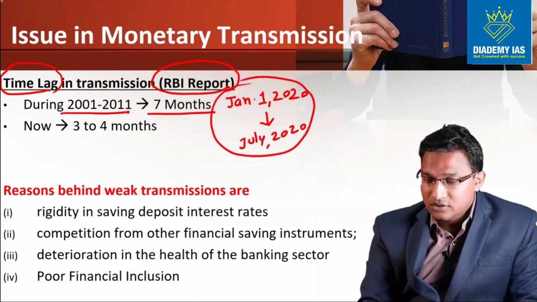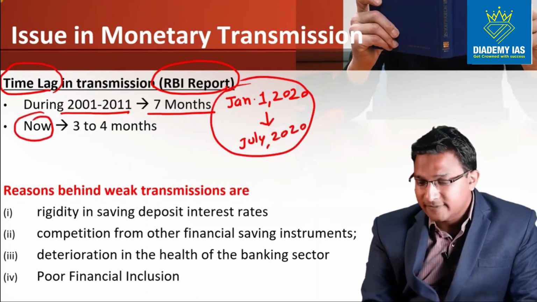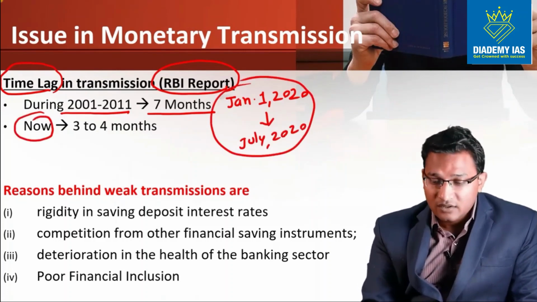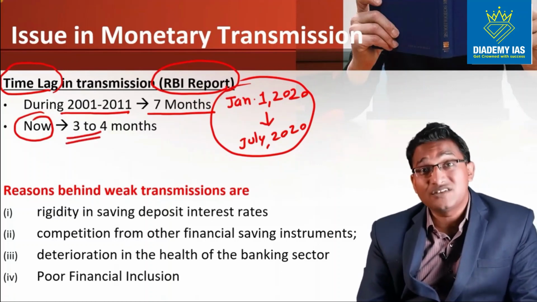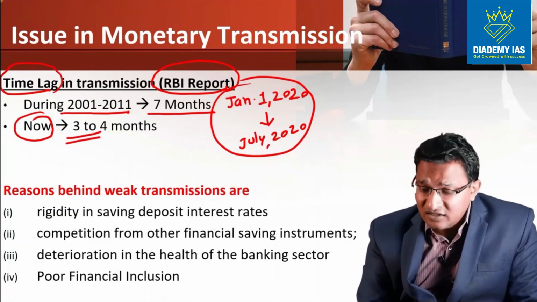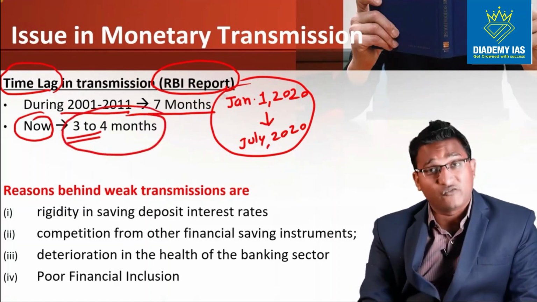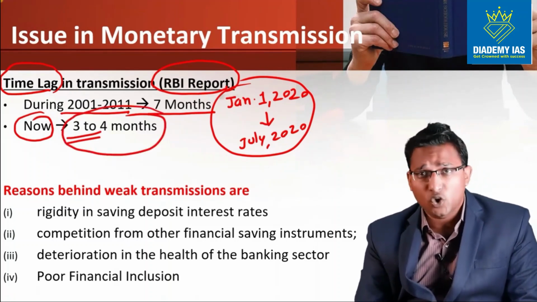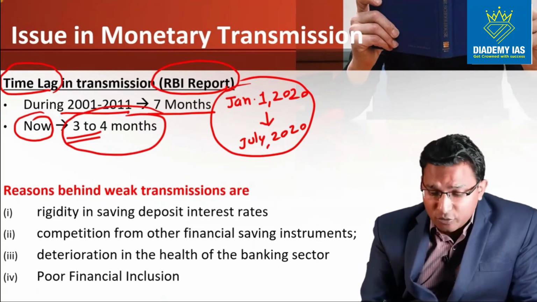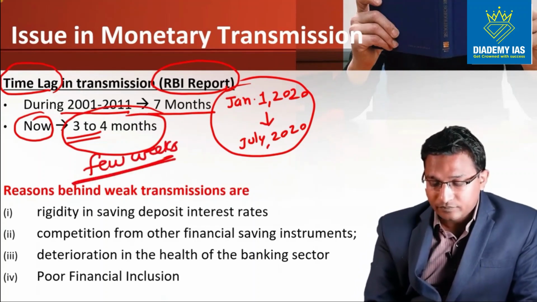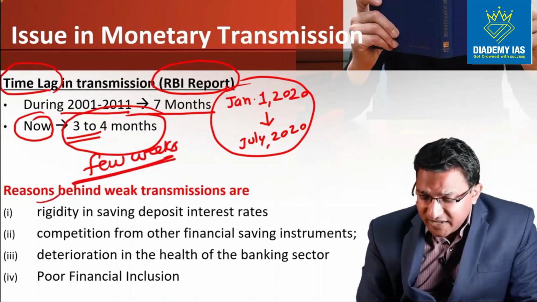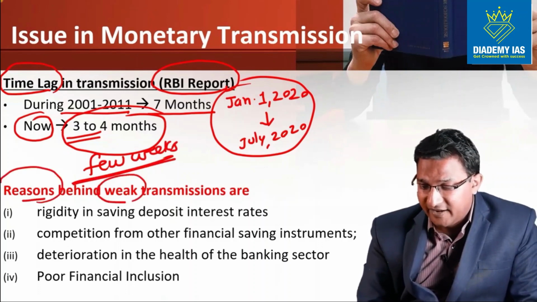But now, because of the different reforms, this transmission is taking just 3 to 4 months. So this is good news. Still, 3 to 4 months is not a short period of time. Ideally, it should be only a few weeks. Now, what are the reasons behind weak transmission in India?